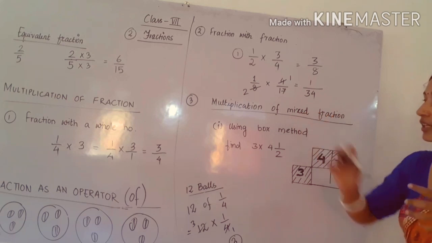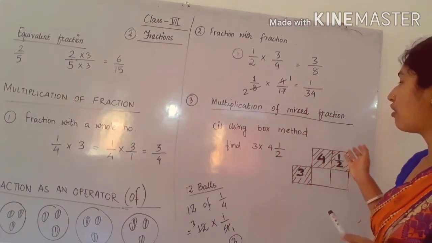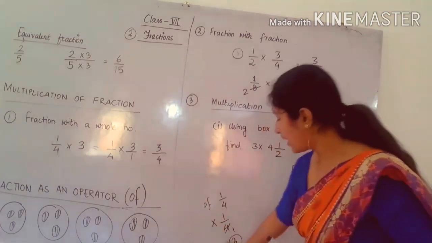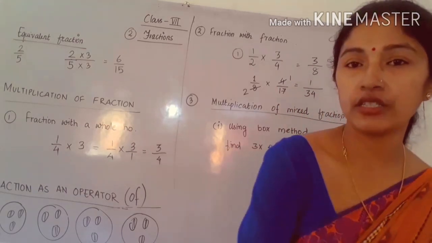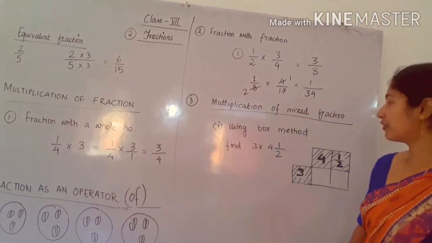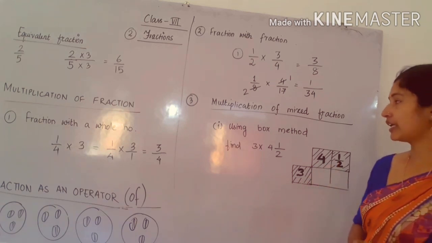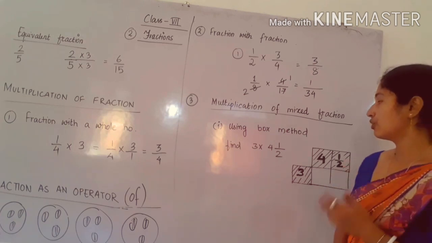So the next point, the last point of multiplication of fraction, is multiplication of mixed fraction. So here we will multiply a mixed fraction with a mixed fraction or multiplication of a mixed fraction with a whole number. So I have taken one example. There are two methods for multiplying it. The first method is using the box method. This is a new method.